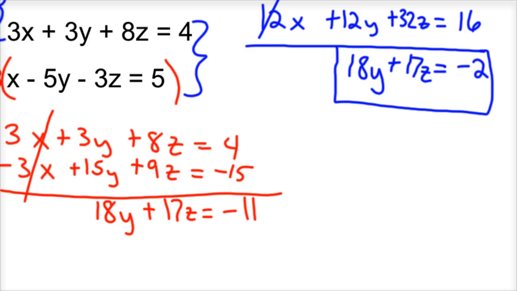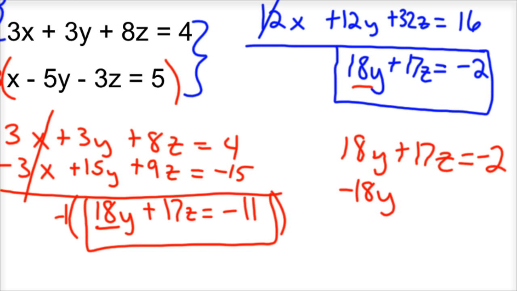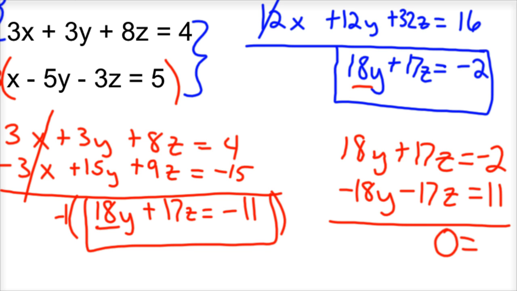And so you combine these two now, and you're going to see what happens. Notice the 18y, let's match up our 18y's. We could multiply this bottom equation by -1, and lo and behold, 18y plus 17z equals -2, and -18y minus 17z equals 11. If you multiply it by -1 and you add down, you end up with 0 equaling 9, which is false, which means we got a set of parallel lines somewhere.